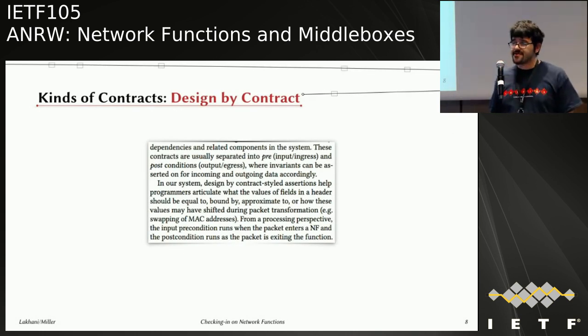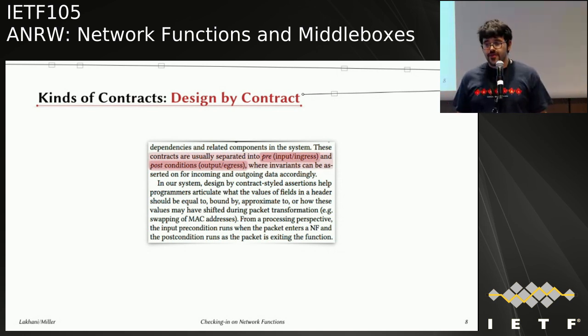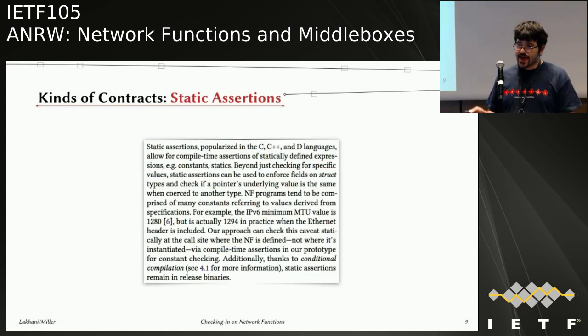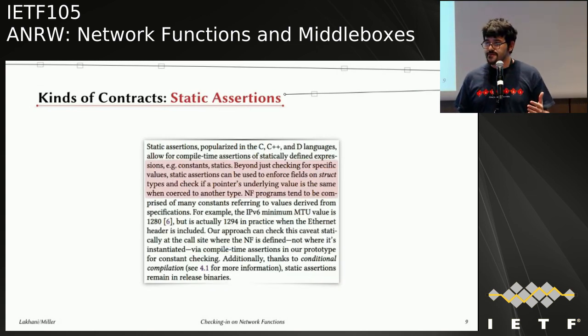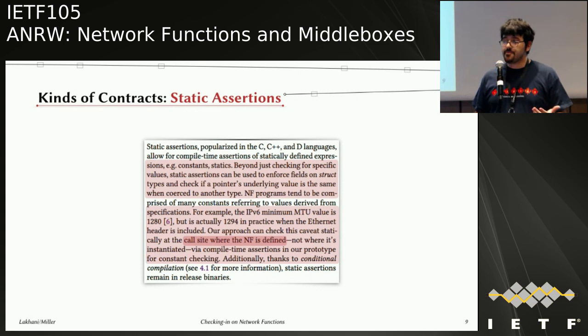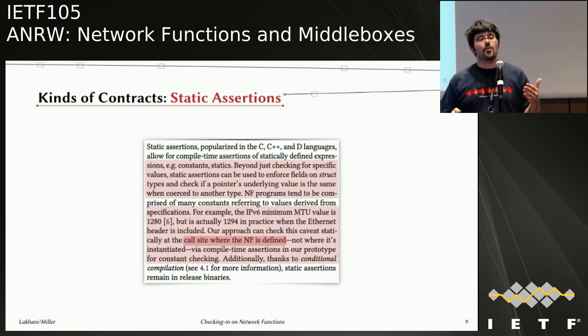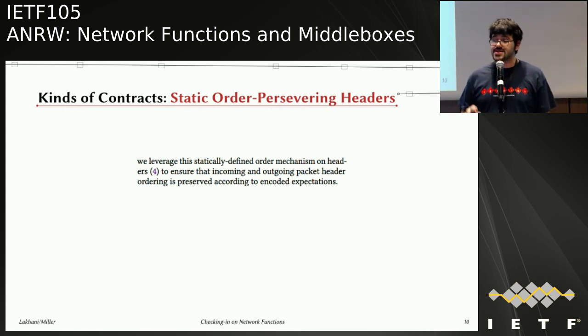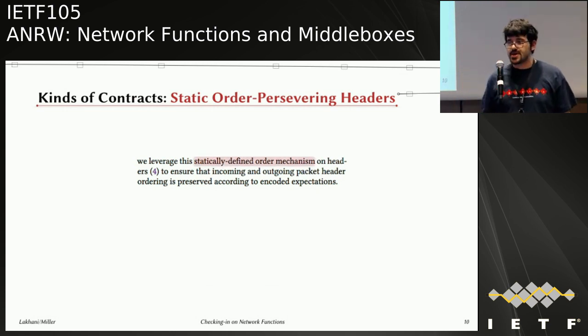So again, design by contract, as I mentioned, is influenced by Tony Hoare and the work around Hoare logic, around pre and post conditions. We relate that in our code to input and egress for pre and output and egress for post. Static assertions, as I mentioned, come from this world of C and C++, and can do a lot of interesting work with checking on coercions as well. An example we use it for is some of these MTU values for determining where something is too big depending on where you are in the packet. That depends on how many bytes you're actually looking at. And again, static order preserving headers is the idea of a statically defined order mechanism. And I'll show an example of what that means.